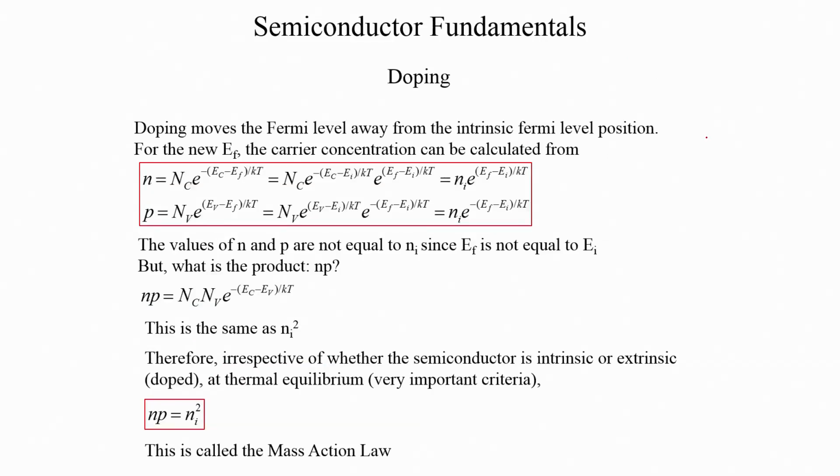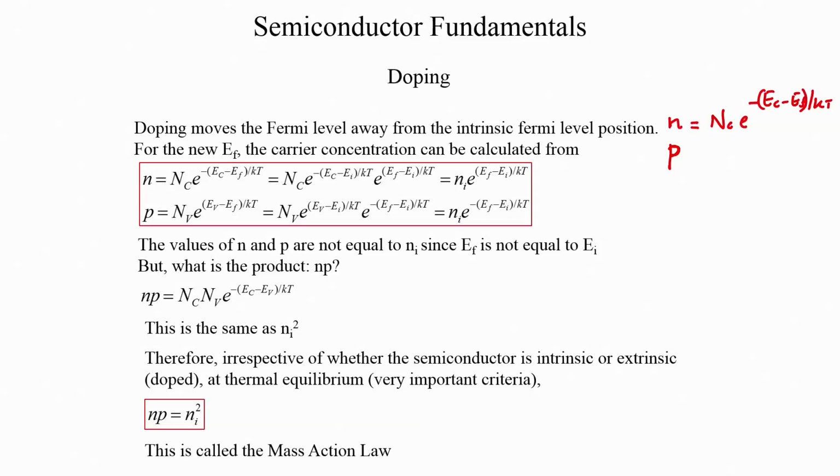So now let us calculate again. We want to calculate the free electron concentration and the hole concentration in the valence band after doping. This calculation is straightforward, it is just Nc e to the power minus (Ec minus Ef) by kT. So that is the calculation.